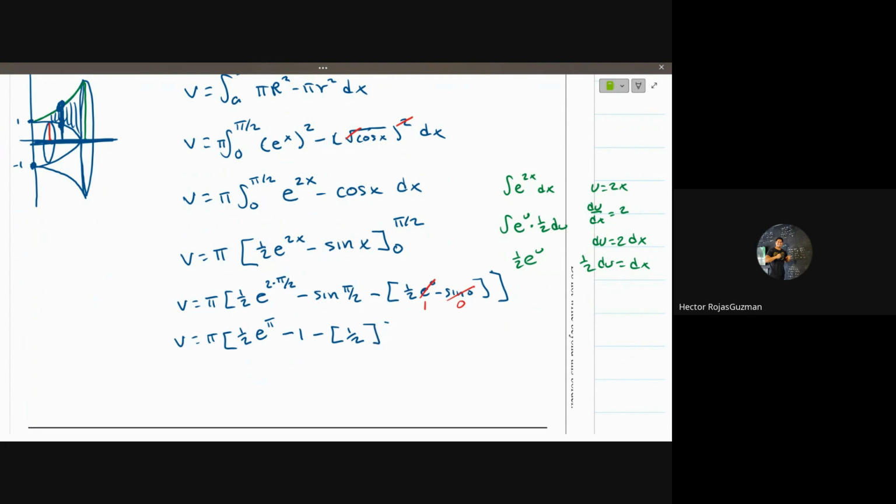So now we have pi times 1/2 e to the pi minus 3/2. And that right there should be our answer.